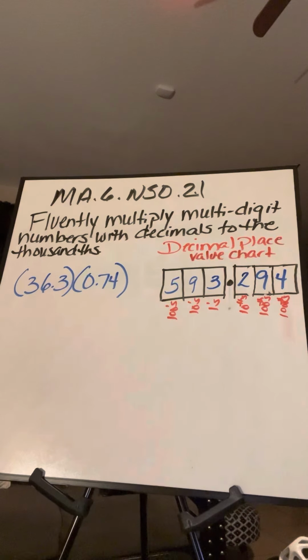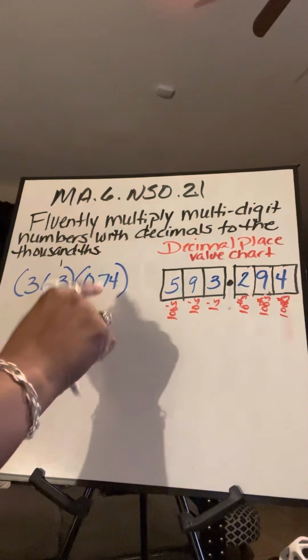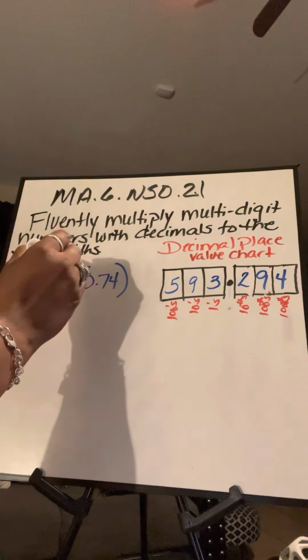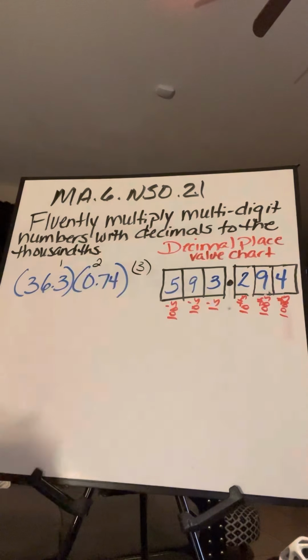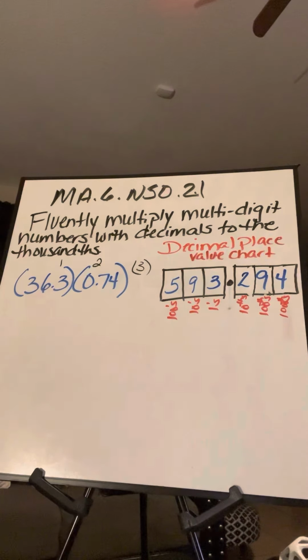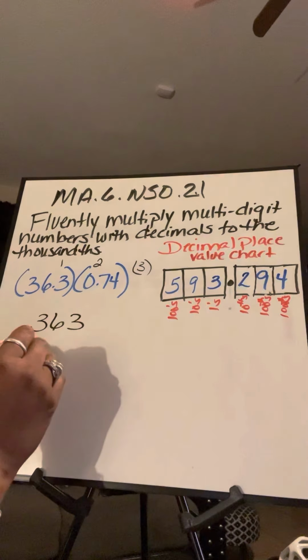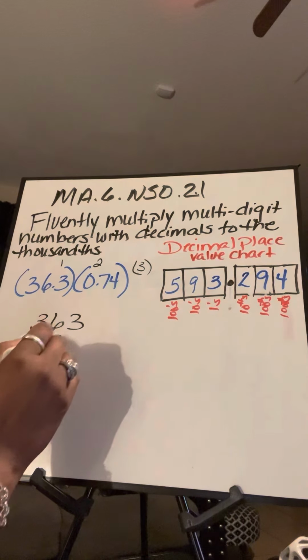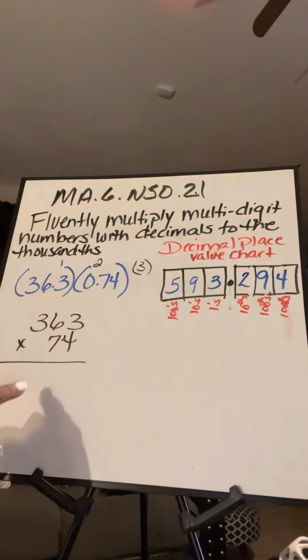For example, we have one number here behind the decimal. We have two numbers here behind the decimal. So we have a total of 3 numbers behind the decimal. So I teach them to take it out, sit it to the side. Now I'm going to multiply these without the decimal. So I'm going to multiply 363 times 74. This is what is called the standard algorithm. I'm going to show you this, and then I'm going to show you another way to do it as well.